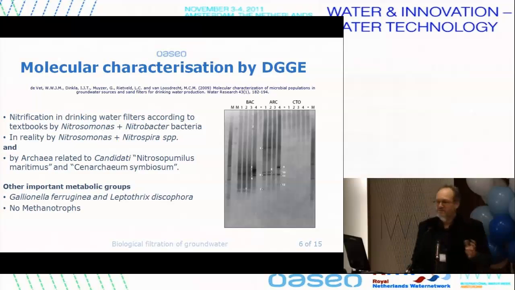Well, for the other metabolic groups, iron and manganese oxidizing bacteria you also found. So this is a typical iron oxidizing bacteria, and this is a facultative manganese oxidizing bacteria. We also found in the groundwater and the filter systems. And then in the end, with this technique, we did not find any methane oxidizing bacteria. But I will come to that later.